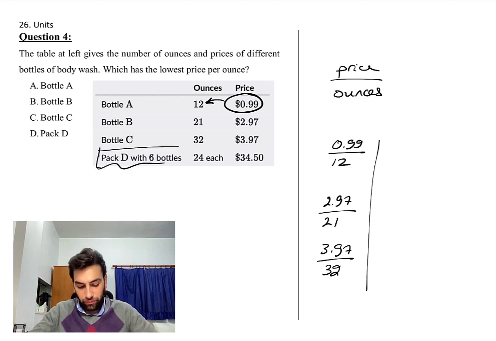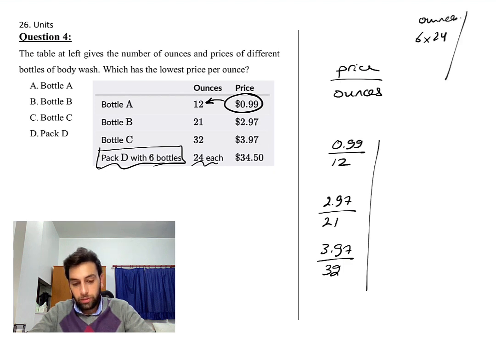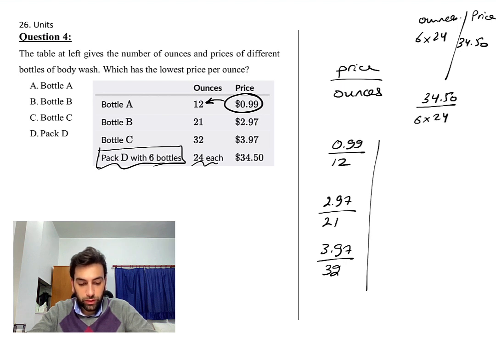In this case we have 6 bottles inside of one pack, and there are 24 ounces in each bottle. Accordingly, how many ounces in total are there? That's 6 times 24 ounces. How much is the price of those ounces? It is 34.50. Now divide 34.50 by 6 times 24 and try to calculate all of the answers here, and then you need to check for the lowest price.